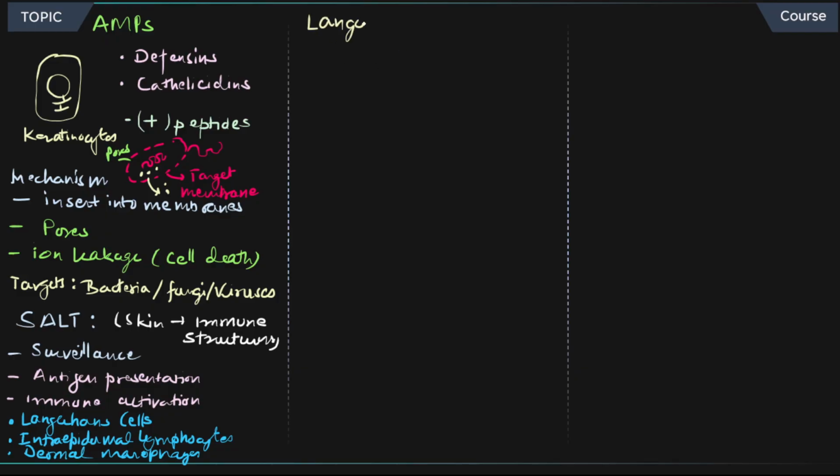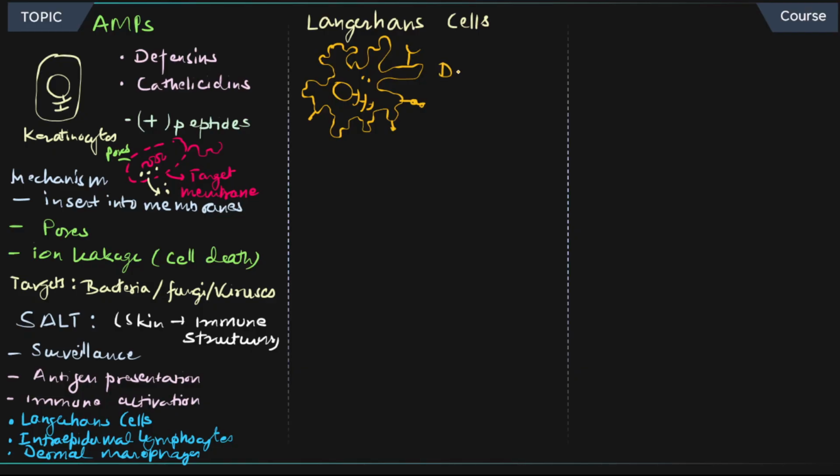Let's talk about Langerhans cells first. Langerhans cells are nothing but dendritic cells. Let me draw those dendrites, beautiful dendrites. These are the dendrites, and this is the dendritic cell present in the epidermis, and that is why these are the antigen presenting cells of the skin. They are used for antigen presentation, which is APCs, and they are present in the epidermis.